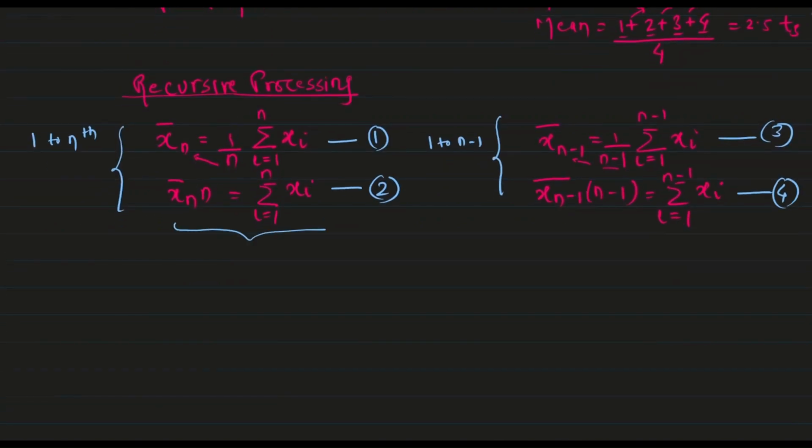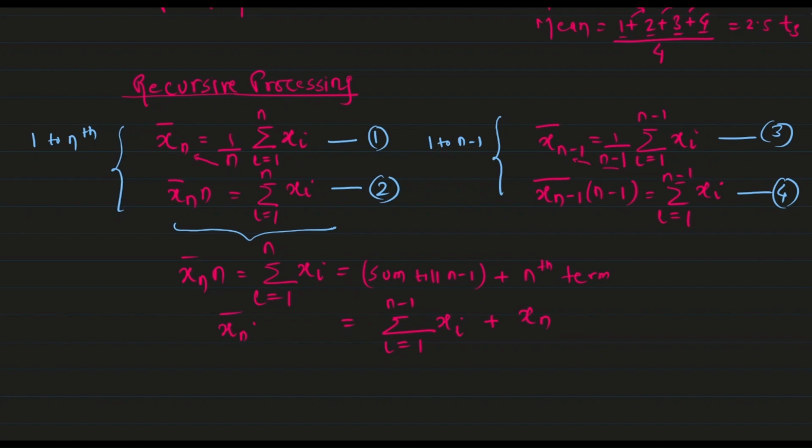Let's start with equation 2, and I can rewrite this equation like this. Basically I'm doing summation from the first term till the nth term, which can also be written as summation till n minus 1 terms plus the nth term. So what does that mean? Essentially, this means that I'm doing summation from 1 to n minus 1 of xi, and then to this I'm adding the nth term. And what is the nth term? xn. So this is equal to this expression.